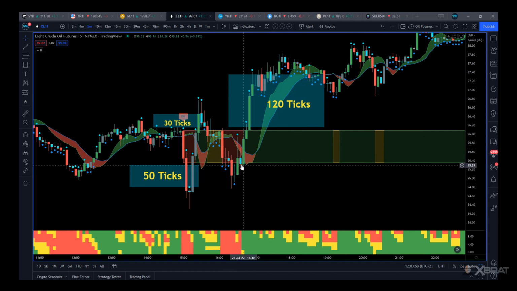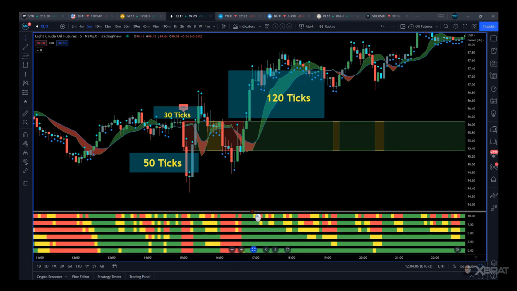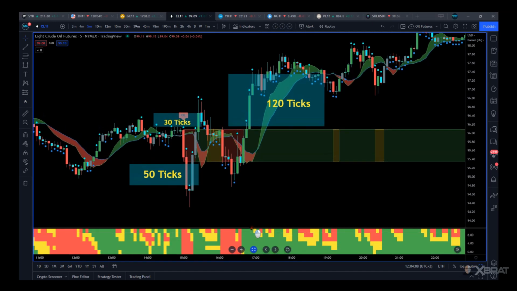So we get a nice green candle close in the range here. The bias turns to green. Now this is where the bias depth heat map comes in. The following candle there, you see all 6 time frames on the bias depth heat map are green. That means we've got that confirmation for that continuation trade. Now we manage this in a different way. We don't set targets.